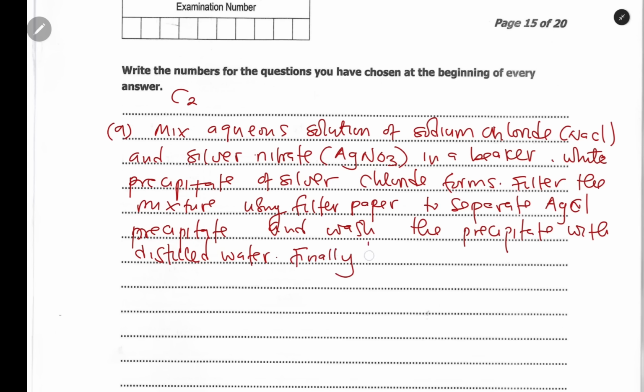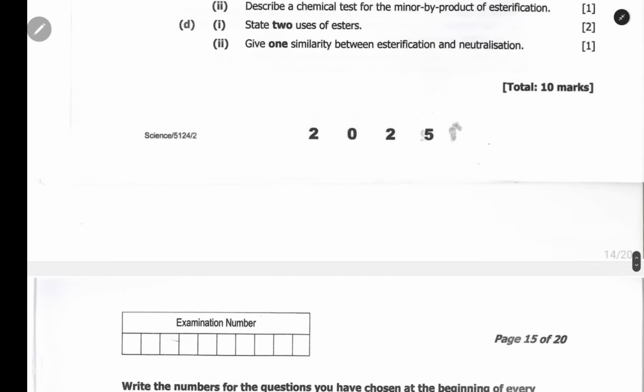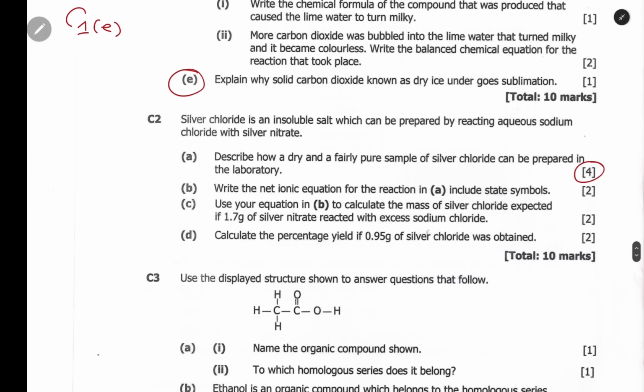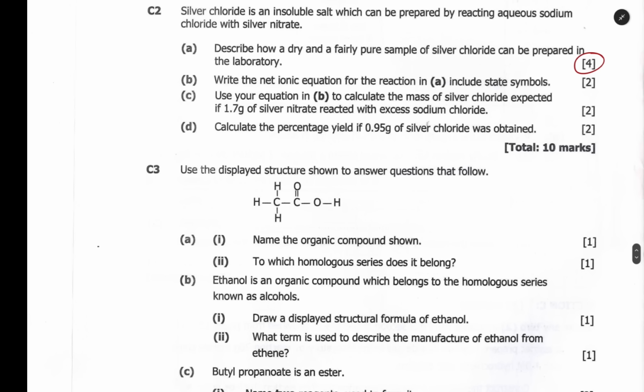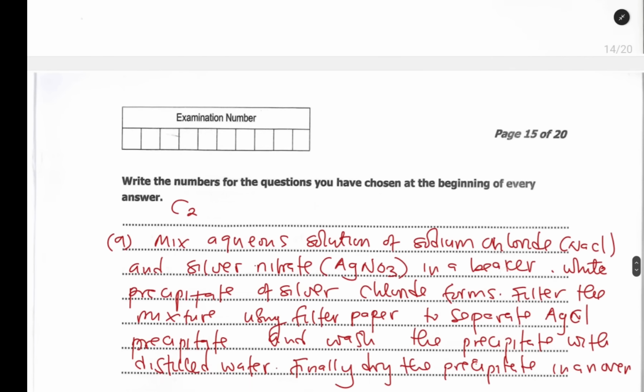Finally, dry the precipitate in an oven. So, what is the question again? Let us go back. Describe how a dry and fairly pure sample of sodium chloride can be prepared in the laboratory. So here is the process.